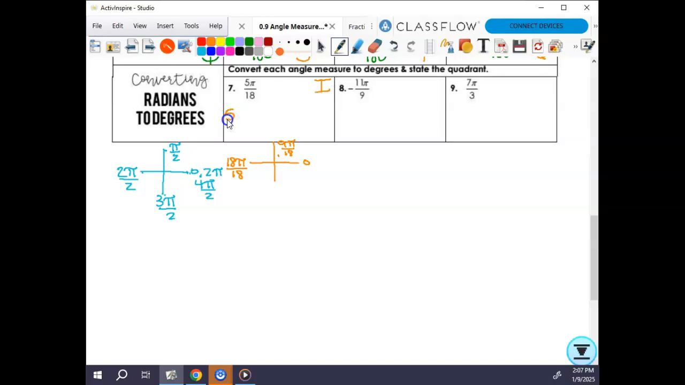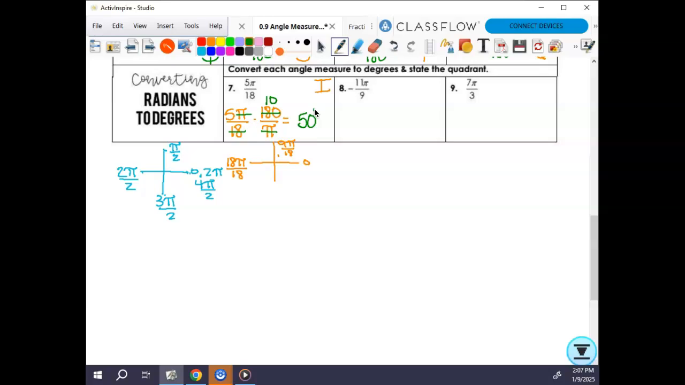So I'm going to take my 5 pi over 18. This is radians, and I want degrees, so I'm going to multiply it by 180 over pi to get the pi out of it. The pi's cancel out. How many times does 18 go into 180? 10. And then I'm just multiplying 5 times 10, and that's 50 degrees. And 50 degrees is in the first quadrant, so I'm feeling good about that. Okay, we okay with that so far?